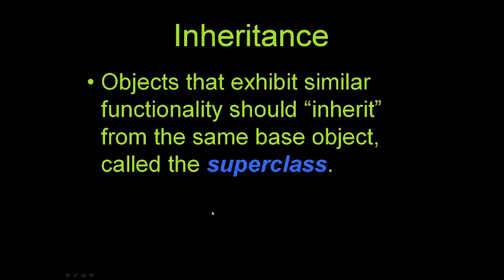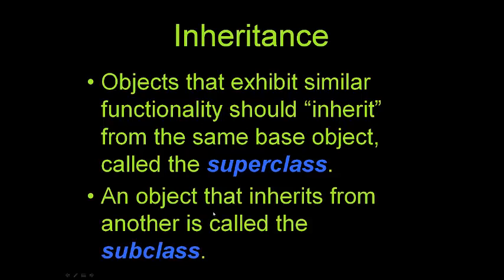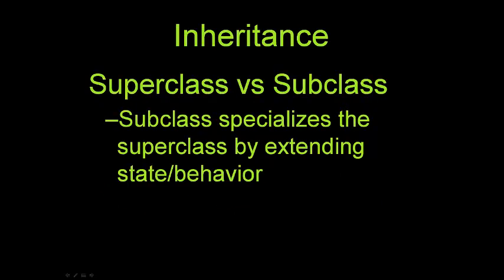So objects that exhibit similar behavior should all inherit from the same base object called the superclass. In the earlier example, the mobile object is a superclass of both the ship and the torpedo. Similarly, an object that inherits from the superclass is called a subclass. So there's a super for the parent and a sub for the child.